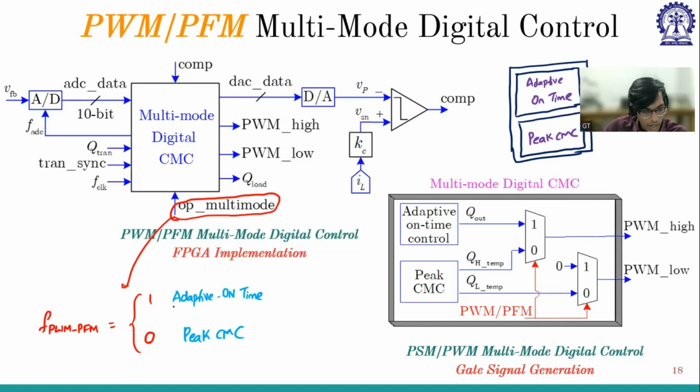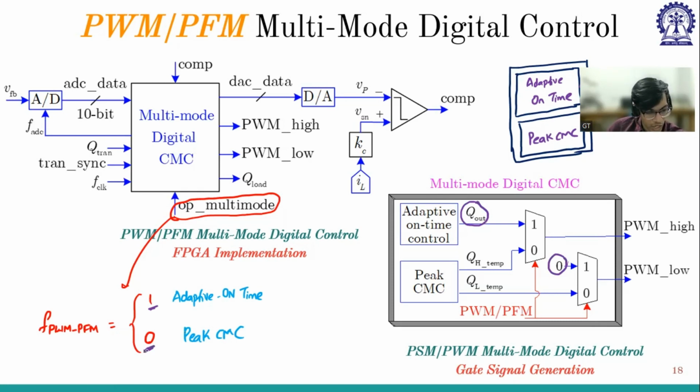So again, if it is one, it is adaptive on-time. There are two muxes again. This is a DCM operation. So for adaptive on-time, for the high side, it will be the Q out coming from the Verilog code, and for the low side, it is 0 because it is a DCM operation. The low side switch is always off, and the diode is conducting throughout the operation.